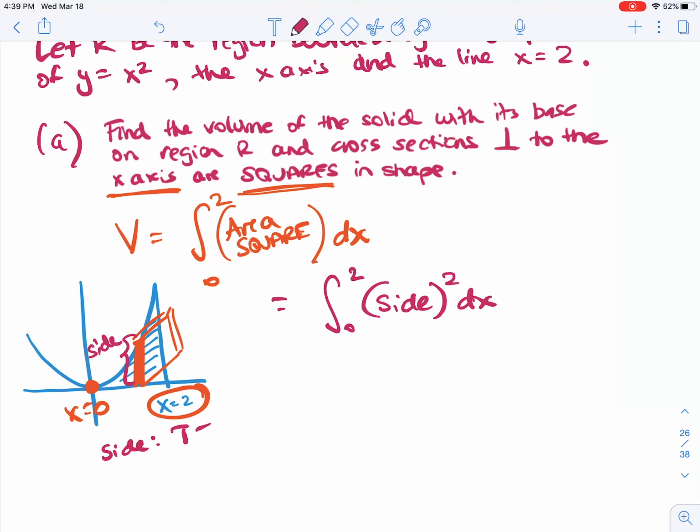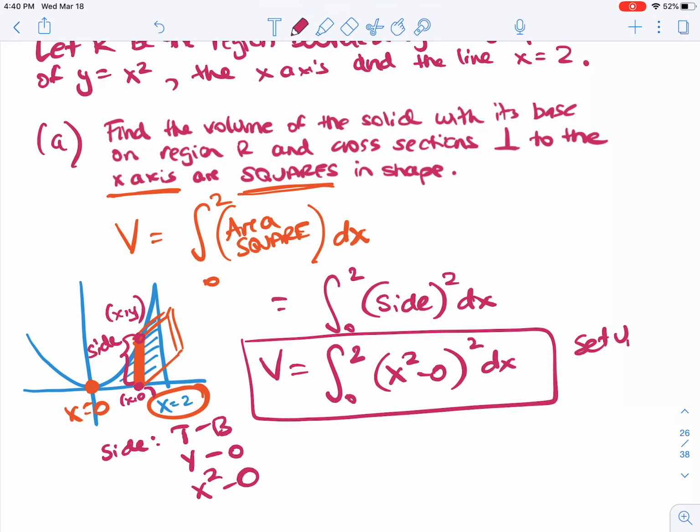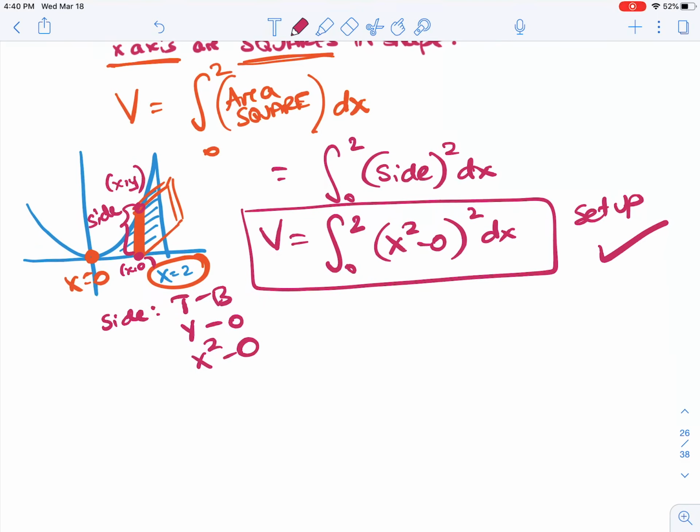There's no pi, there's no spinning. So I'm going to think about that side length in this example being top minus bottom, because it's a vertical rectangle. That would be the top y coordinate, any xy ordered pair that's on that curve, minus the y coordinate of 0. When I put it in the integral, it has to be in terms of x, so I will pull that switcheroo move. Instead of saying y minus 0, I'm going to say x squared minus 0. Of course, you don't need the minus 0 in there, but this is your volume formula. This is set up and ready to go. If they asked you for the setup line, you've got it. Move on to the next problem.